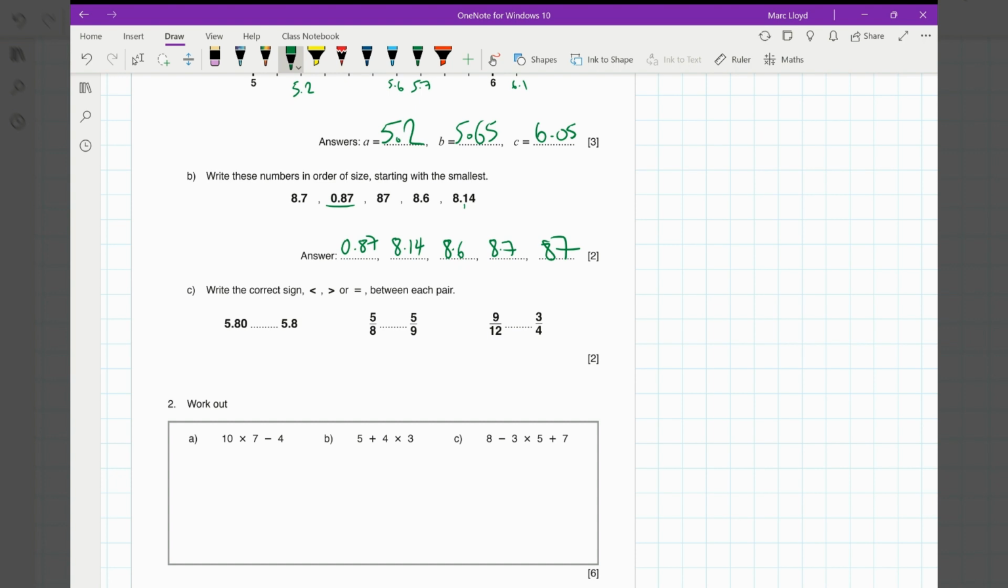Write the correct sign between each pair. We've got the less than, the greater than, or the equal to symbol. So these two are equal to, because 5.8 and 5.80 have the same value. 5/8 and 5/9: 5/8 is going to be bigger. If we were to turn those into decimals, I'm pretty sure this one gives us 0.5 recurring, and this one gives us 0.625, I believe. Okay, and then again, this one simplifies down to 3/4, making those two equal as well.